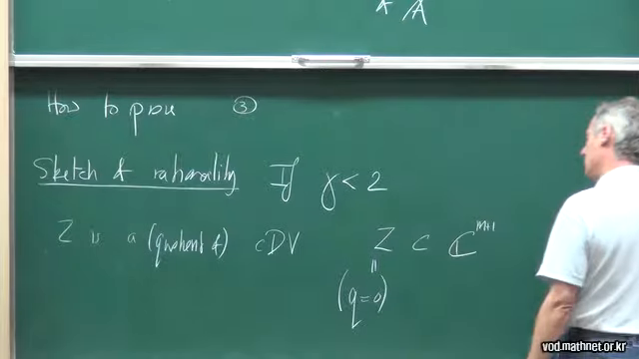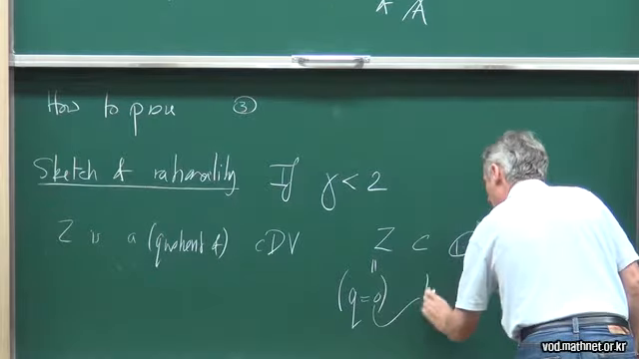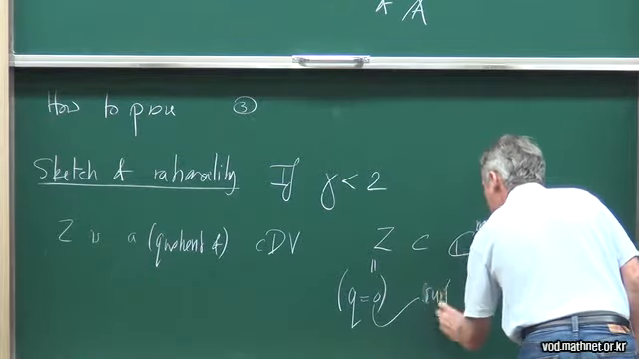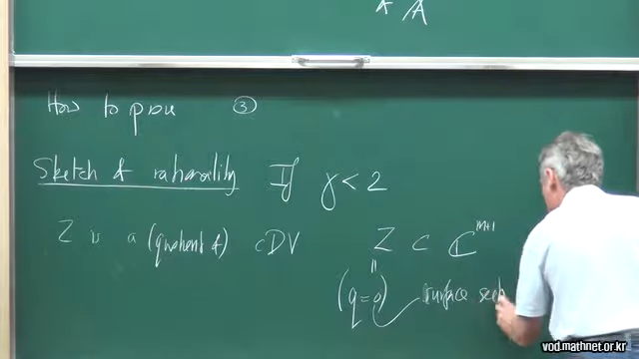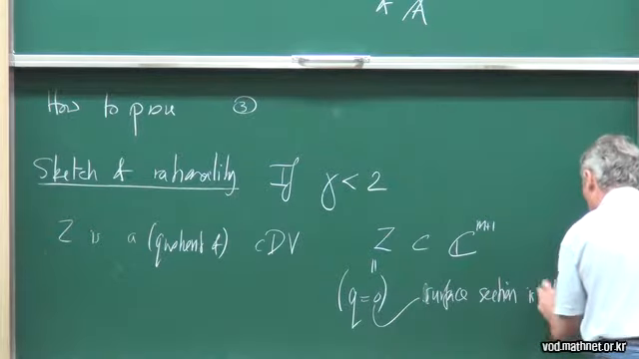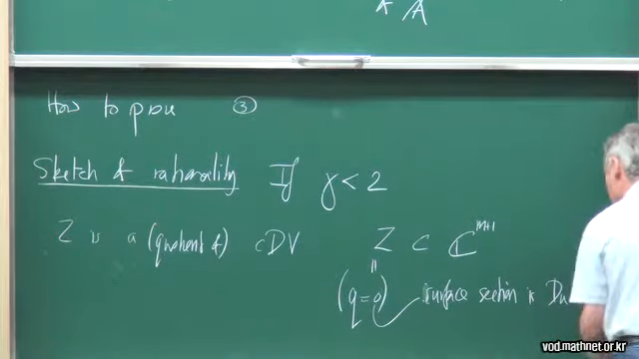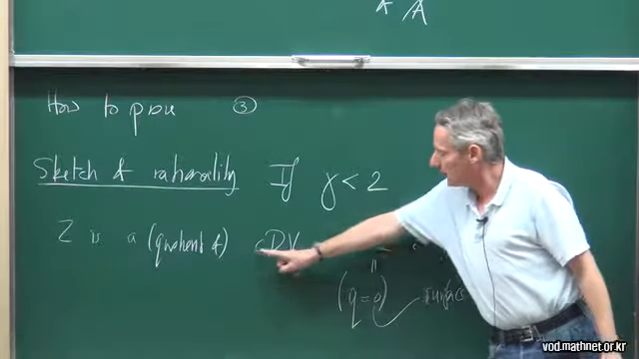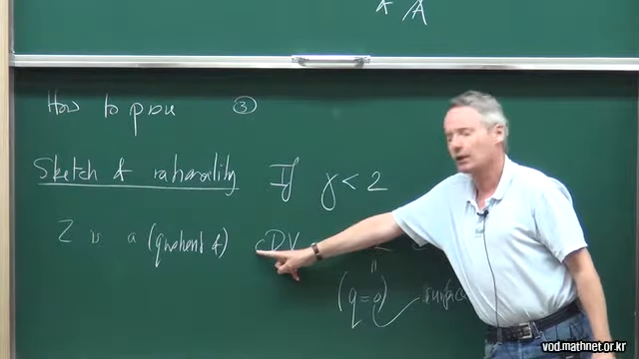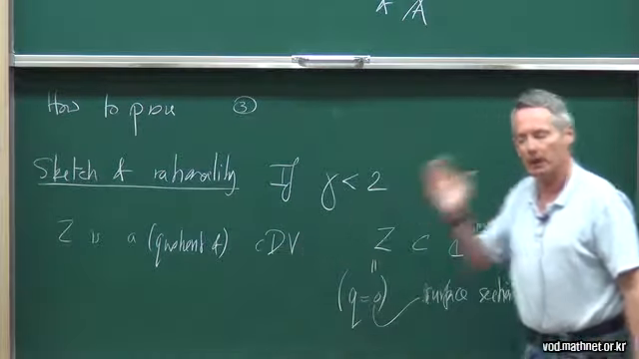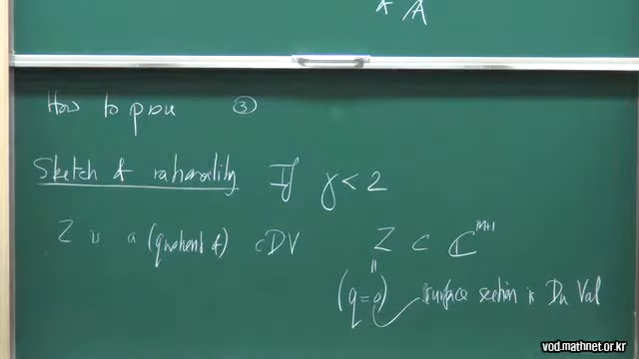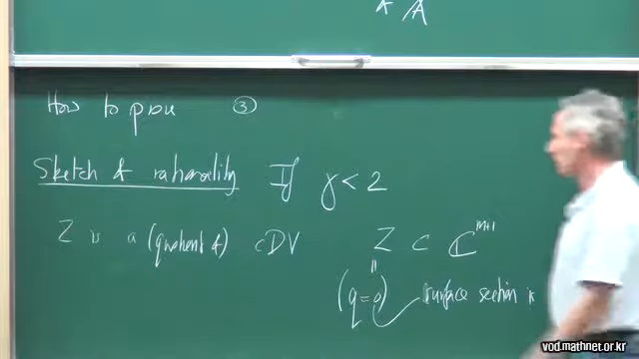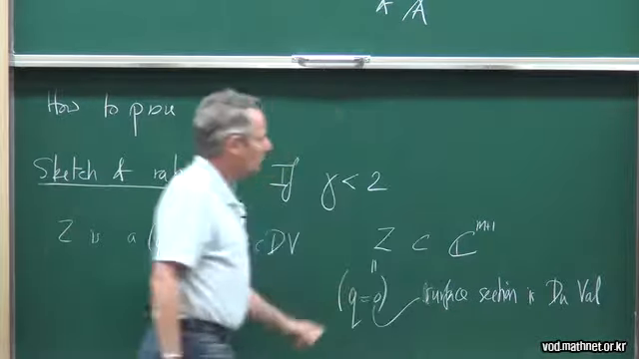That's to say that Z sits inside C^(m+1), and it's given by some equation Q equals 0, and then a hyperplane, a surface section, is Duval. So that's the meaning of CdV. It's compound Duval. That means that there's a surface section, a general surface section has Duval singularities. So that's if gamma is less than 2.